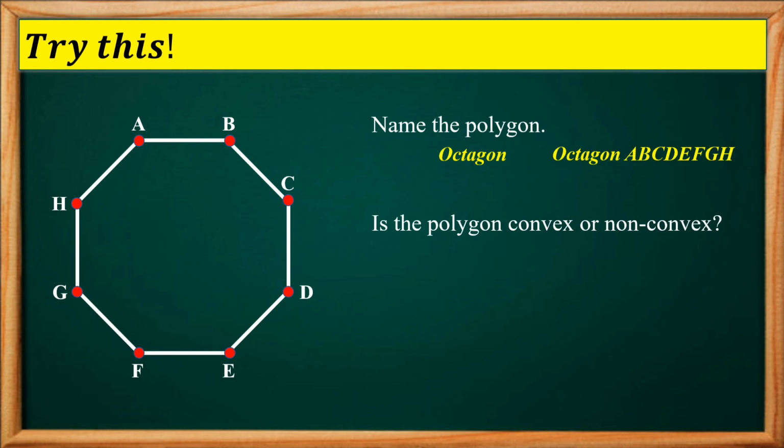Okay? Now, is the polygon convex or non-convex? Ayan. Kapag sinabing convex, all diagonals must be in the interior. Walang diagonal na nasa labas ng polygon. Okay? Then it is convex polygon.